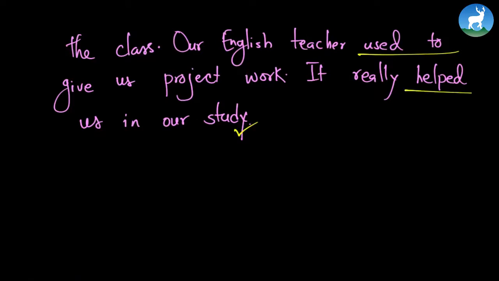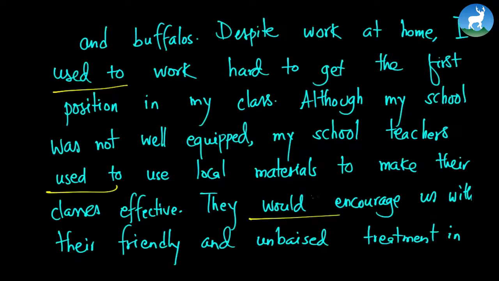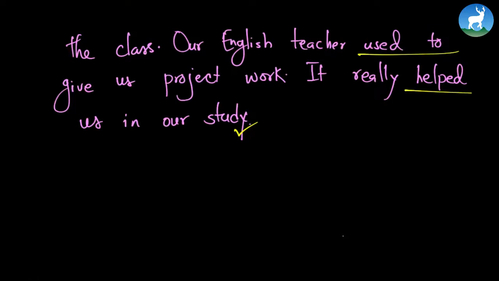So what different words did we find here? The words that denote the use of habitual past. The first one is this one, which is also known as simple past tense. The second one is this one, used to. The third one is this one, would. So we found three different kinds of structures, right?